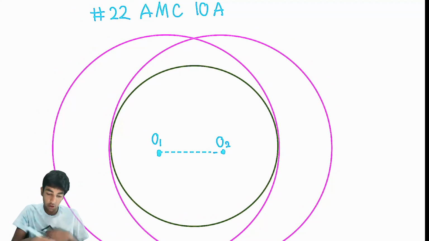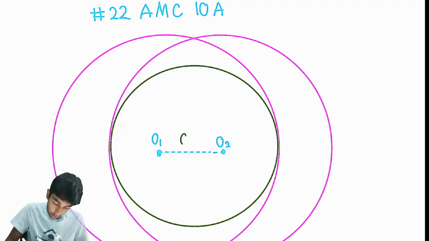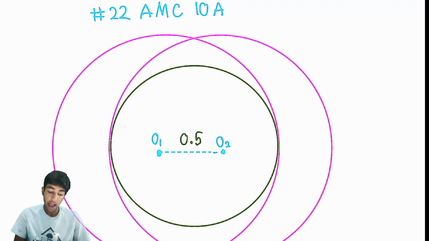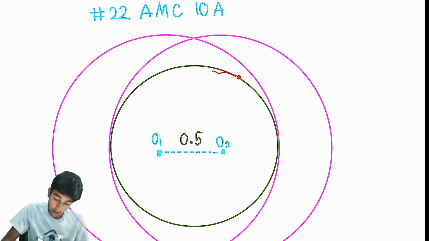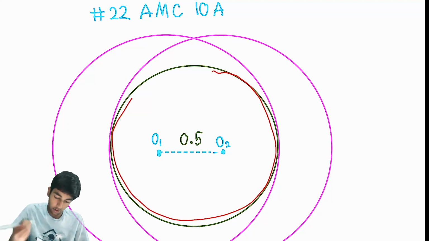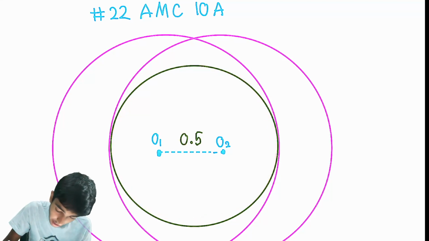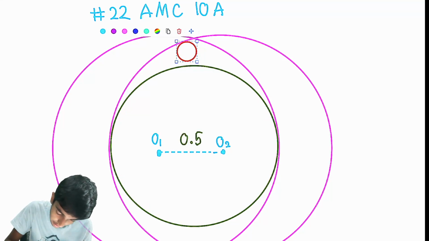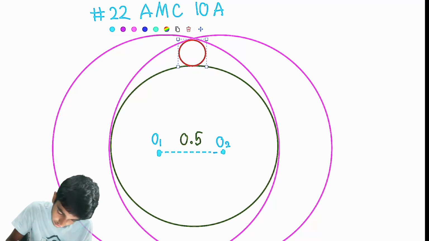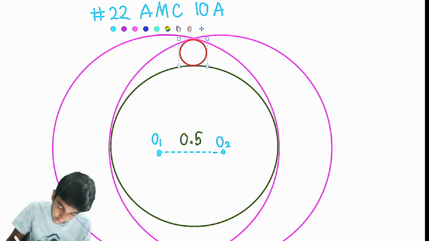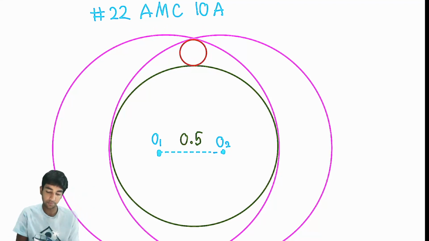So basically, we have these two giant pink circles with radius 1, and their centers are 0.5 away from each other. And we have this other green circle that's inscribed in the region inside these two circles. And then on top of that, we have this other smaller circle, and this smaller circle is not only tangent to this green circle, but also to both of the bigger pink circles. And we're asked to find the radius of this red circle.